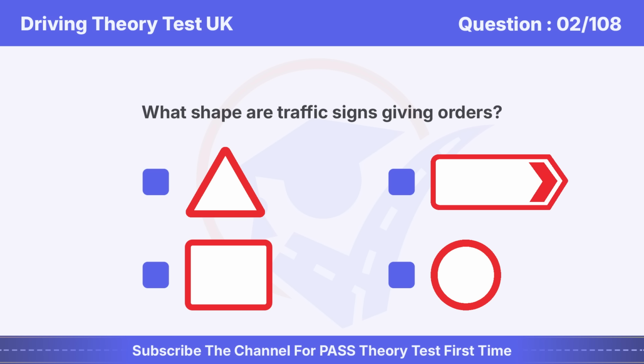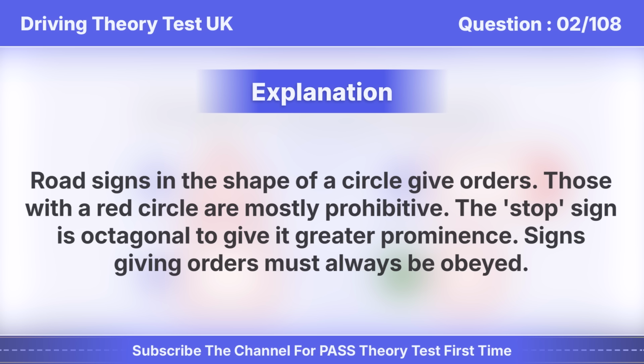Question 2. What shape are traffic signs giving orders? Answer is D. Road signs in the shape of a circle give orders. Those with a red circle are mostly prohibitive. The stop sign is octagonal to give it greater prominence. Signs giving orders must always be obeyed.